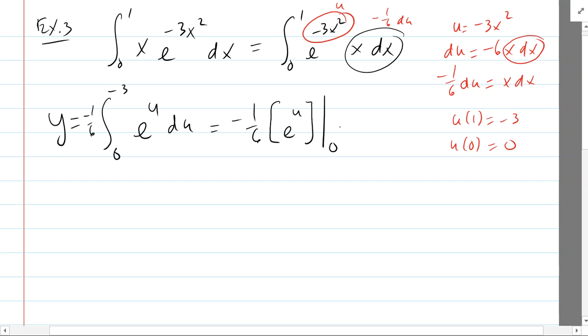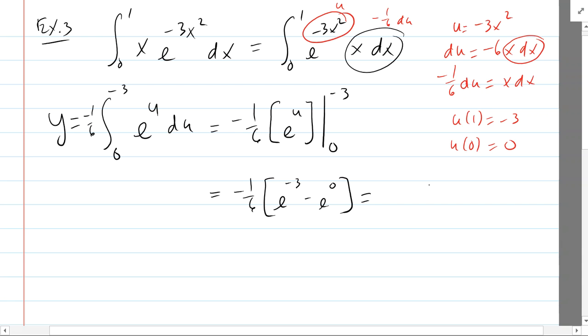Am I going to evaluate this from 0 to negative 3? Because the antiderivative of e to the u is e to the u, because the derivative of e to the u is e to the u. So now it's negative 1/6, and it becomes e to the negative 3 minus e to the 0. What is e to the 0, by the way? 1. So what's this going to equal?